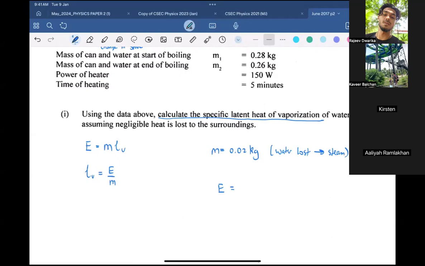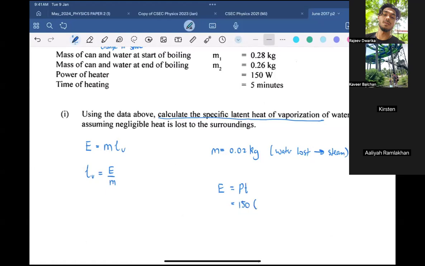PT equals to PT. Yes, power by time. That's what I was saying, because they gave you power, and they gave you time. So E is equal to power by time. Right. Now, the power is 150 watts.